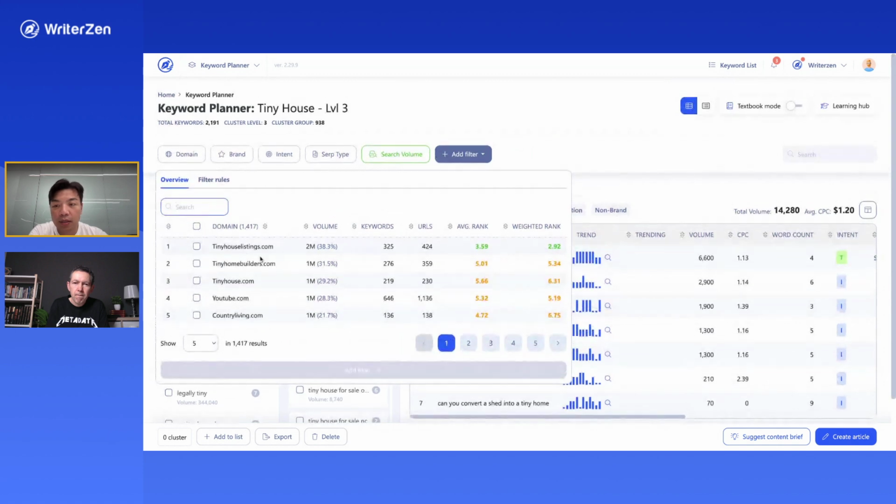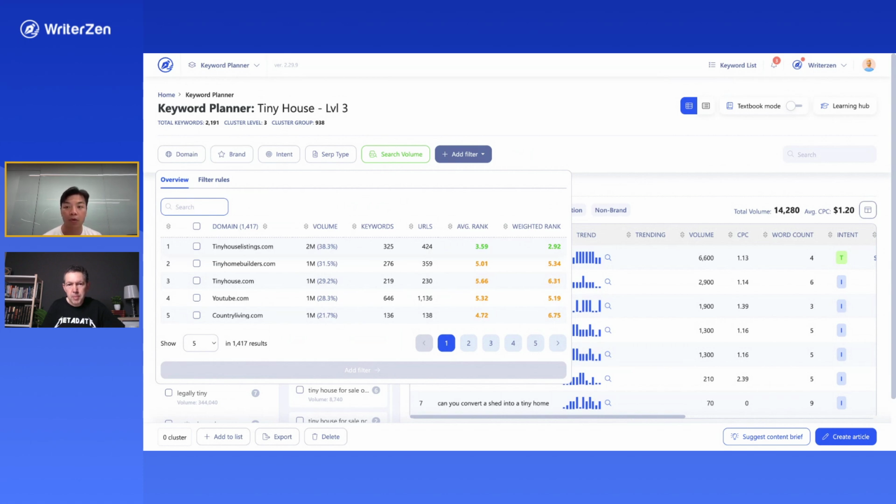As you can see here, Tiny House Listing is the number one competitor in this. Tinyhomebuilding.com is the second one. The first one is capturing about 2 million search volume, meaning the amount of keywords they are ranking for, with an average ranking of 3.5 and a weighted ranking of 2.992, which is extremely high. So they are dominating this market. They capture roughly 38% of the market in terms of search volume, and yet they are only ranking for 325 keywords out of 2,191 keywords, with just 424 URLs.